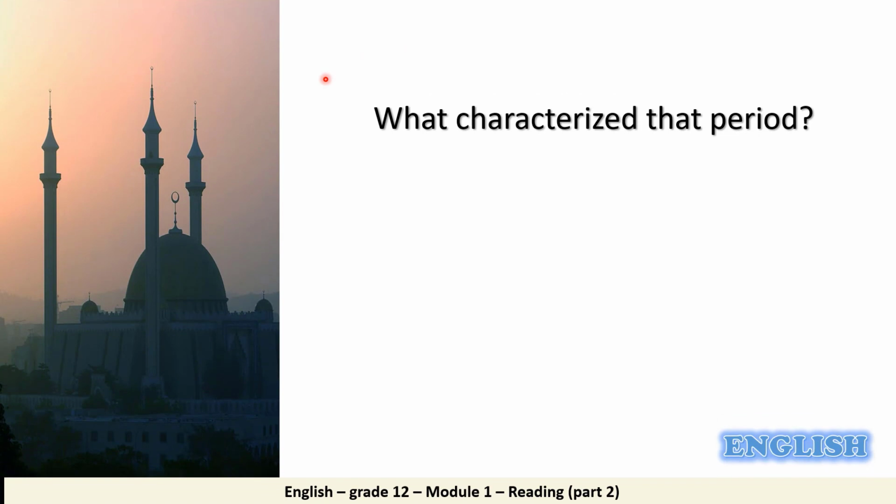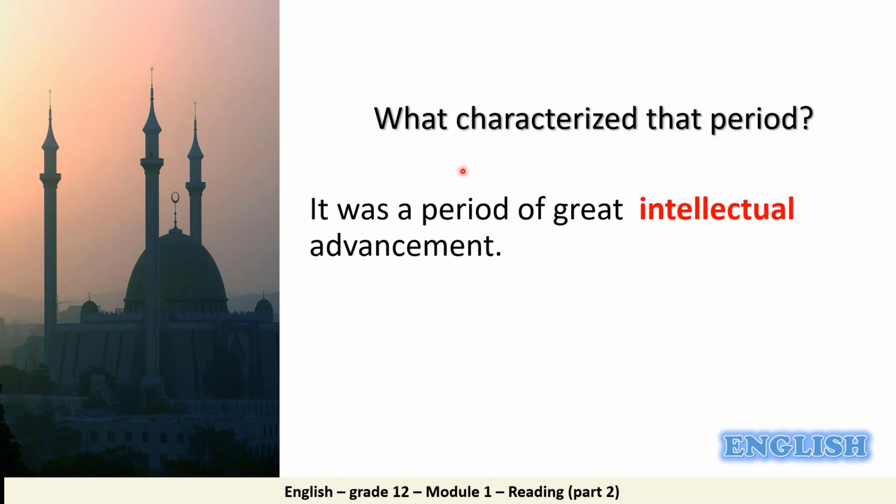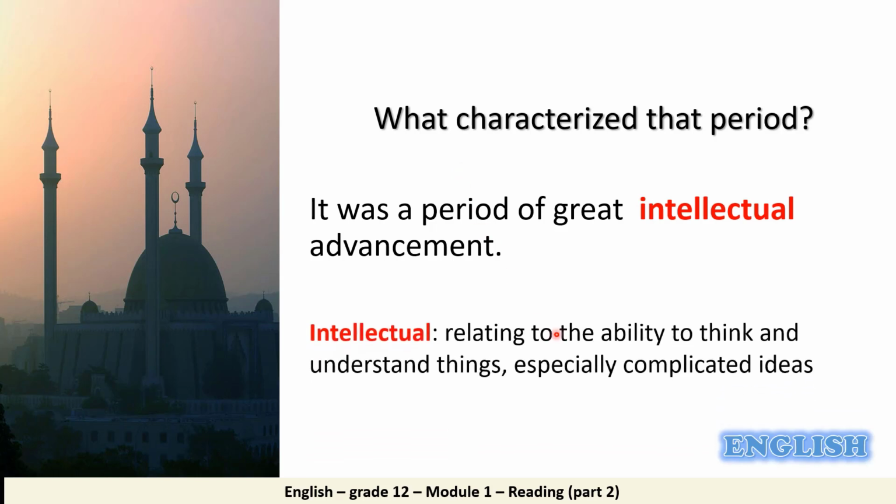After learning about the fact that the golden ages of Islam lasted for 600 years, now I want you to describe that period. I want you to tell me the main feature of that period. Well, this period was a period of great intellectual advancement. And what do we mean by the word intellectual? It means the ability to think and understand things, like understanding the different fields of study, understanding the different sciences, especially those complicated ideas and sciences.